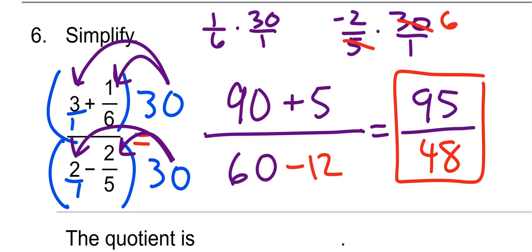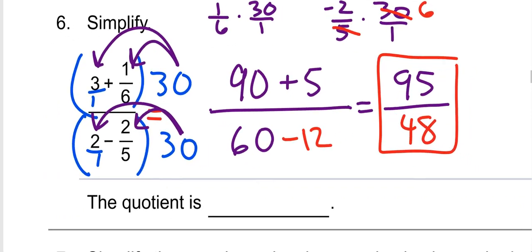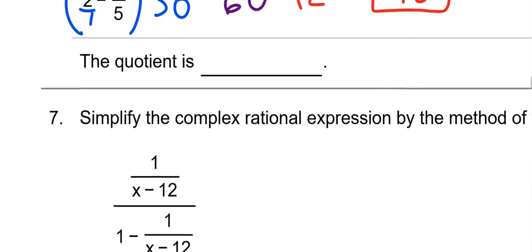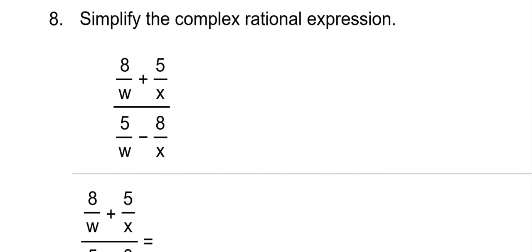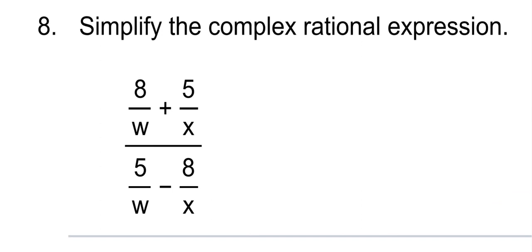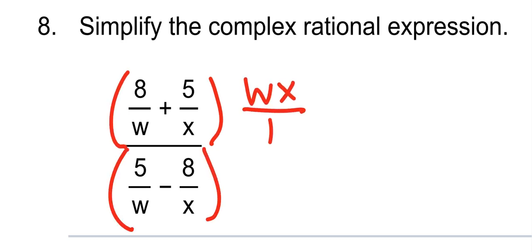We have to find a common denominator, and so far I have had people struggling with number 7, so we're going to go to number 8 and then we'll come back to number 7, see if that helps. What's the common denominator between all of these denominators? In the last example, you said 5 and 6 don't have anything in common, so you decided to multiply them together and get 30. W and X have nothing in common, so what are you forced to do? You're forced to multiply them together. So we're going to multiply the top and the bottom by WX over 1.